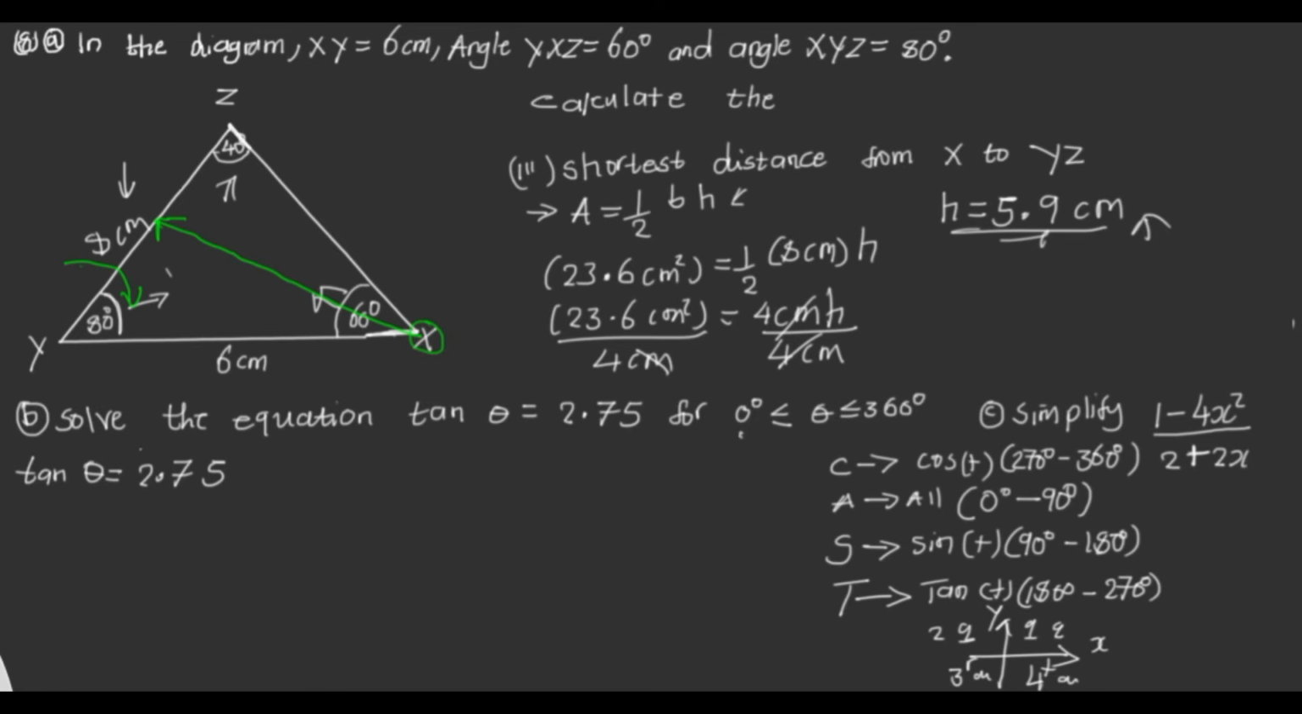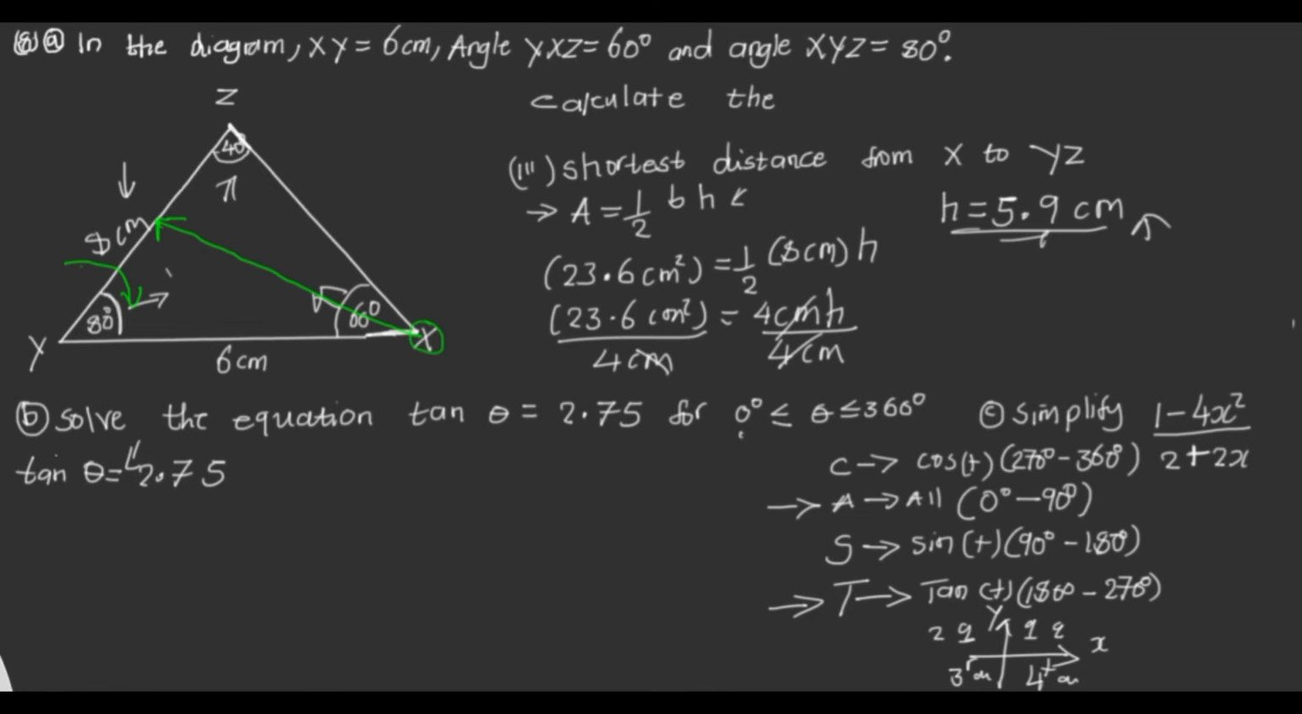So we can first look at the nature of our number here. We are able to see that our 2.75 is positive. This simply means that we are finding two angles for tan where it is positive. Tan is positive in the first quadrant, and tan is positive in the third quadrant. So we are finding two angles, one from the first quadrant, the second from the third quadrant.